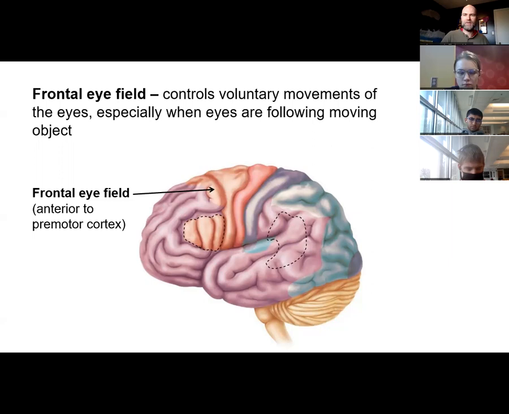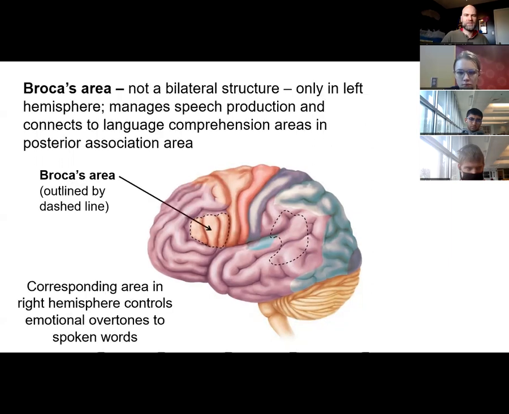We also have this other area called Broca's area that's just inferior to the eye field. And this is only found in the left hemisphere of the brain, generally speaking. And it is important for managing speech production and connects with your comprehension of language. So it's interesting, there are actually different areas in the brain for understanding language and producing language.